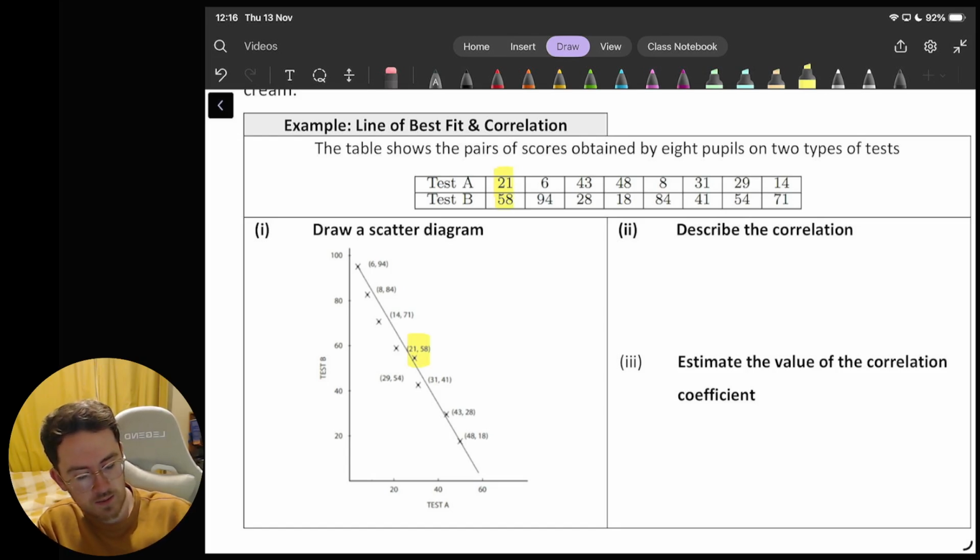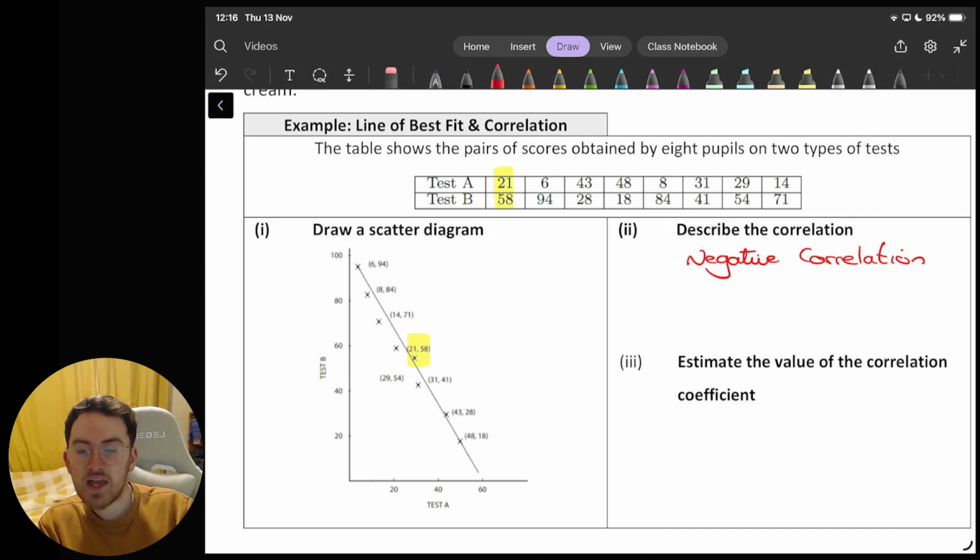So if we were describing this correlation, first of all, I'm looking at the fact that it's going downwards. So I think it's definitely going to be negative correlation. Then I need to consider whether I think it is strong correlation or not. Now, looking at the line that we've drawn in here, we can see with the way we've drawn it, there's at least 4 points that are basically on that line, and the other 4 points are quite close to that line. So I would consider that to be quite strong negative correlation there.